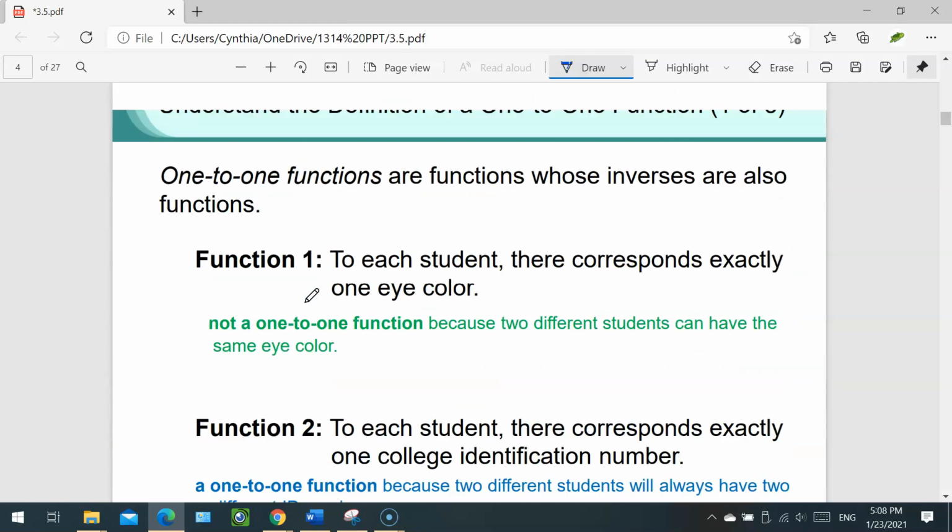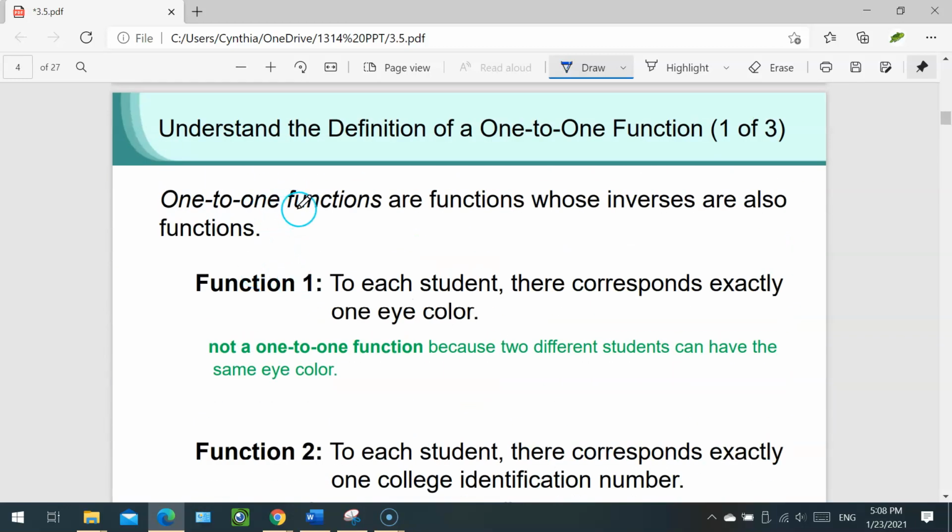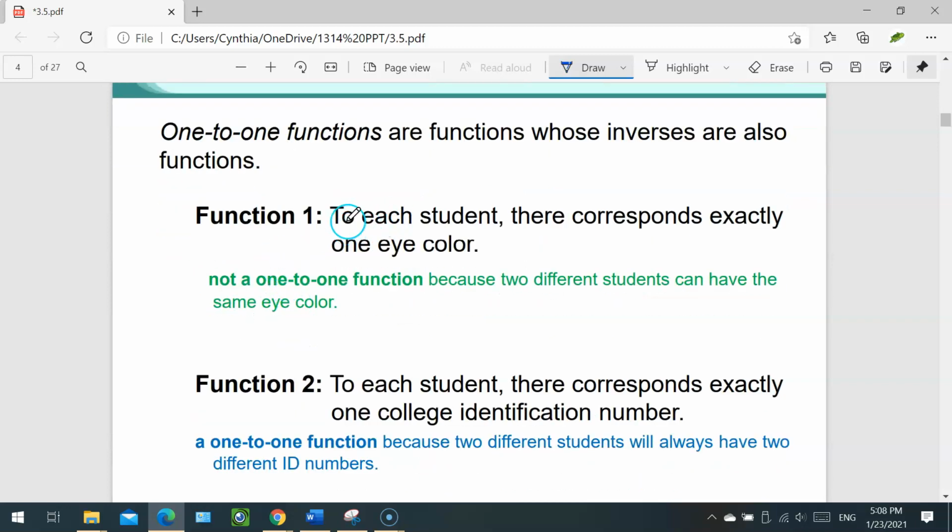So now we go back to look at the definition here. One-to-one functions are functions whose inverse are also the function. If you get confused about this part, when we finish the section, you will understand what that means. We look at the example of this one.